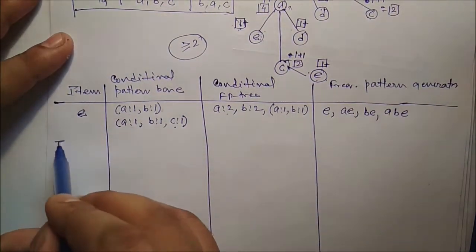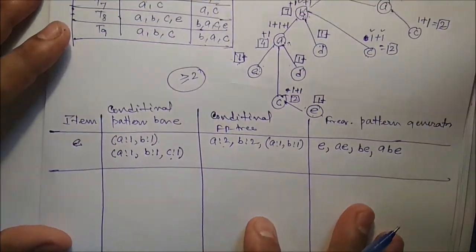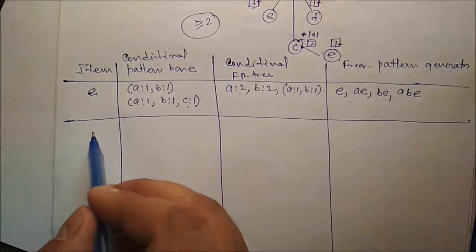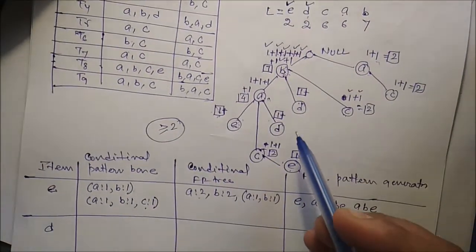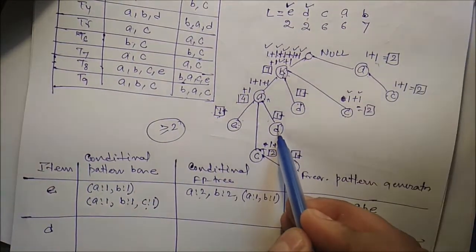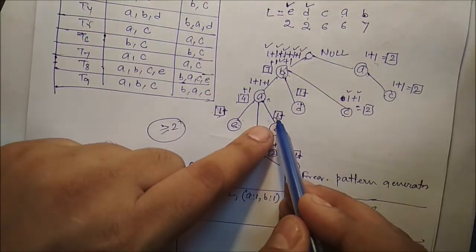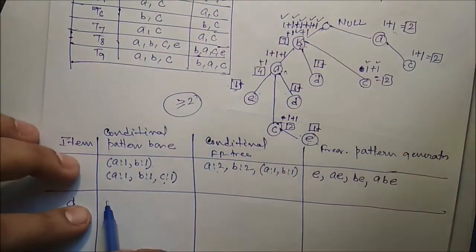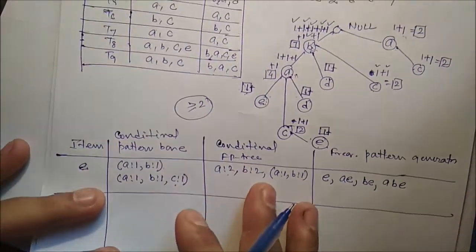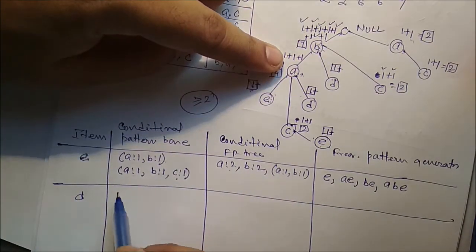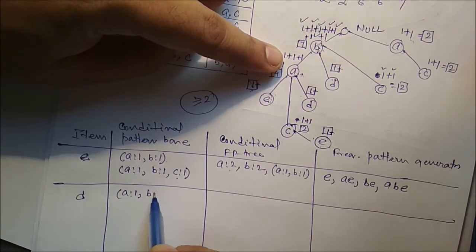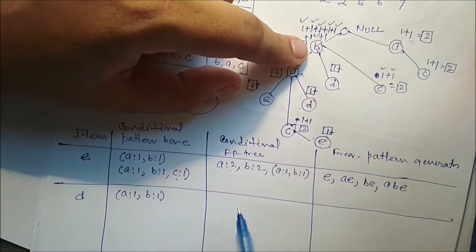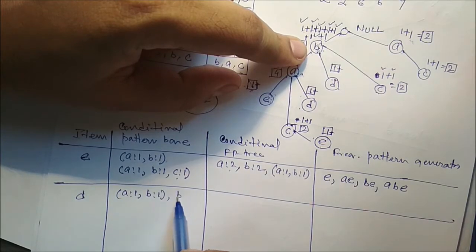Next element is D. For D, we just see the path. Starting from D here, D is equal to 1, so associated there must be one A and one B. Similarly, D is here, so associated there must be one B, so we can write B1.